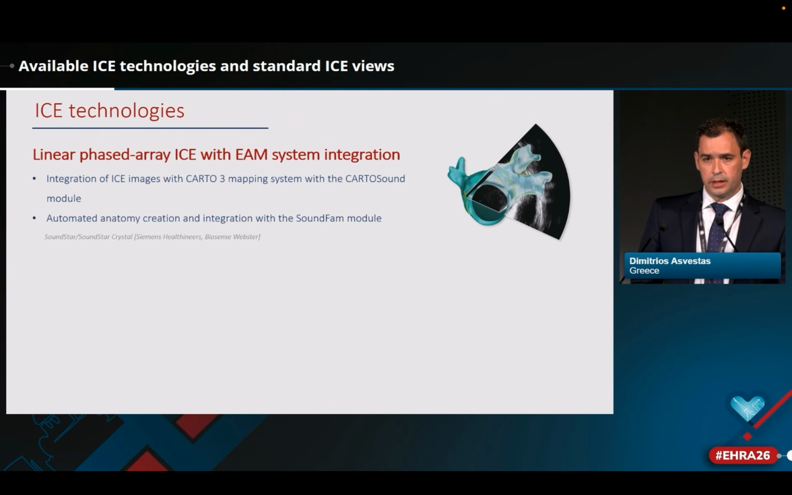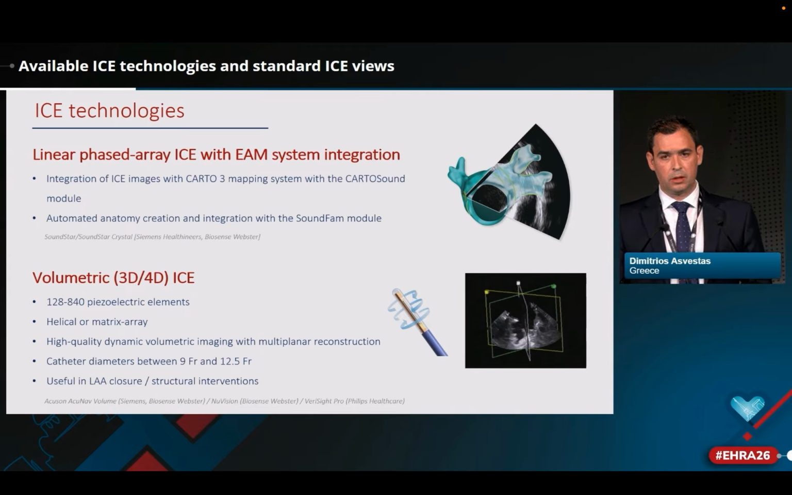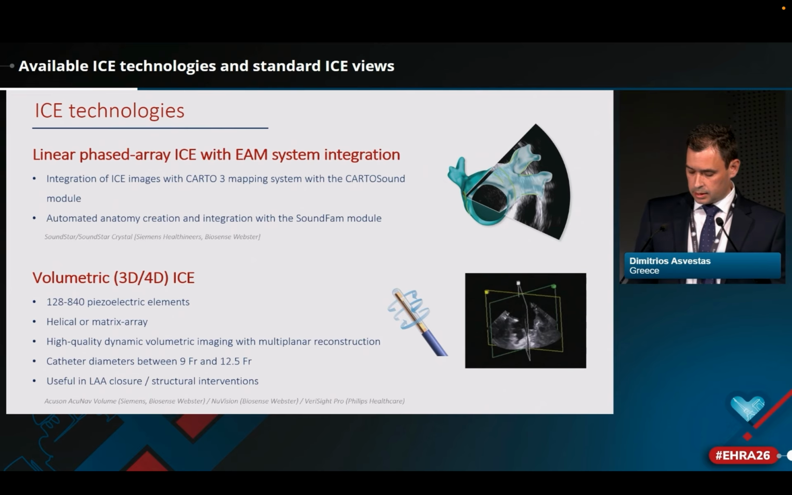Some linear phased array ICE catheters incorporate magnetic sensors in their tip, so the ICE images can be integrated with electroanatomical mapping systems. And finally, there are the most recent and advanced ICE systems, volumetric ICE systems, that provide high-quality images and are particularly useful in complex cardiac procedures.